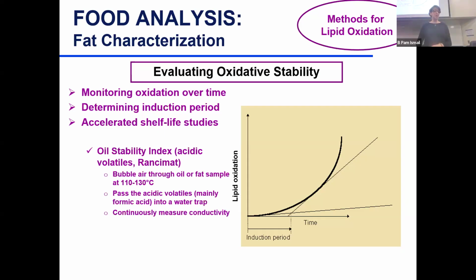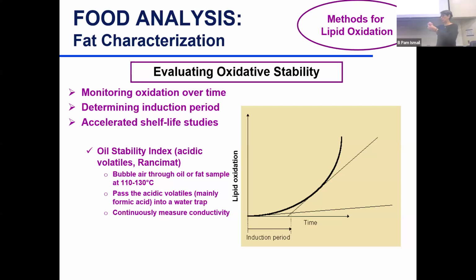There are two others that can be done. One is the oil stability index. Usually, if you work in a company, they might have equipment that does that for you, which is the Rancimat. So the principle is you put your sample at high temperature in an oil bath, not a water bath, because a water bath won't get above 100 degrees C. And then you bubble air through the oil to induce oxidation.